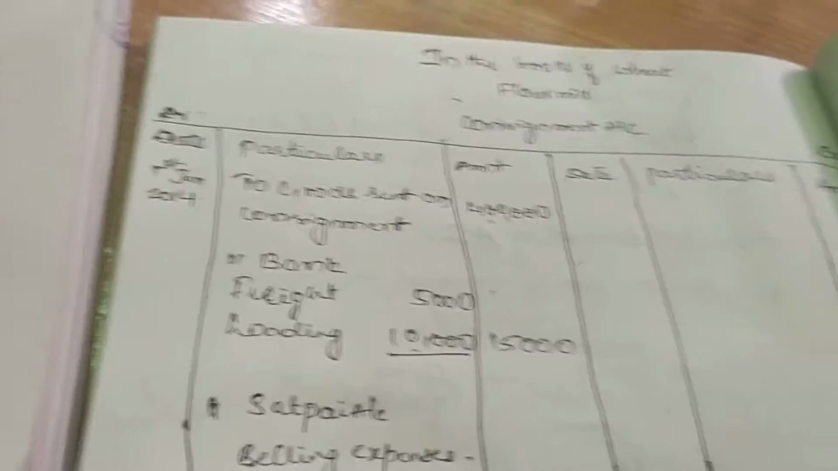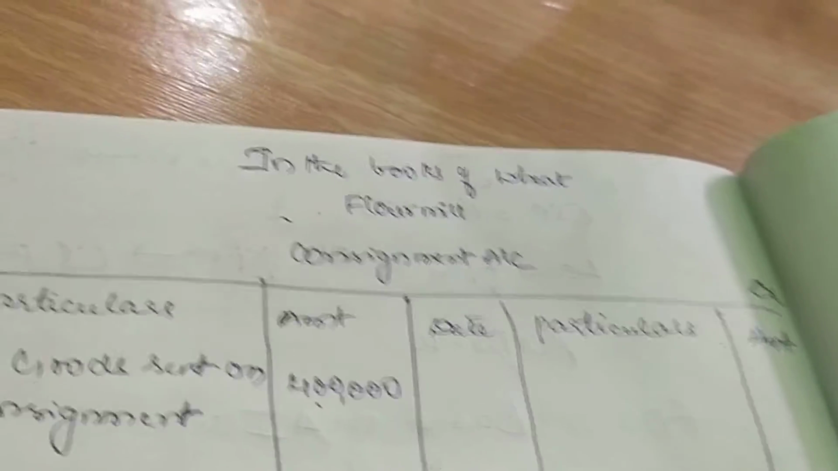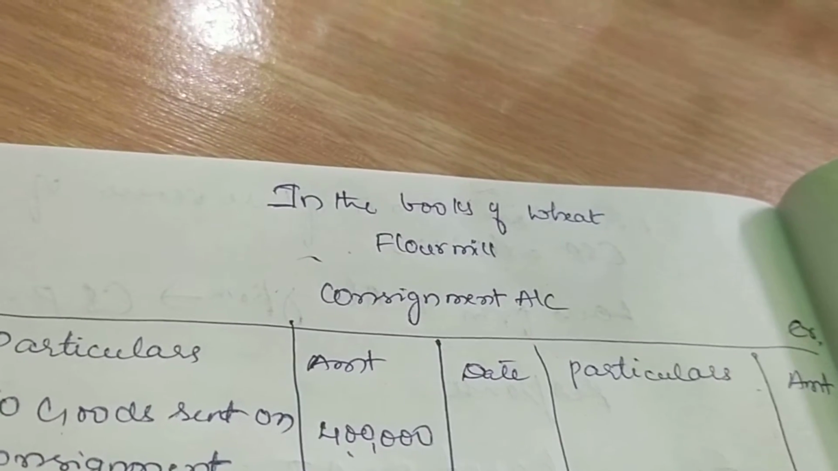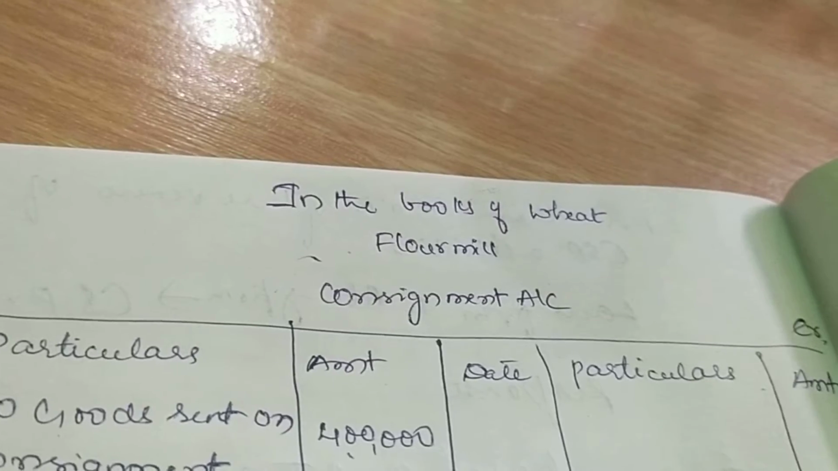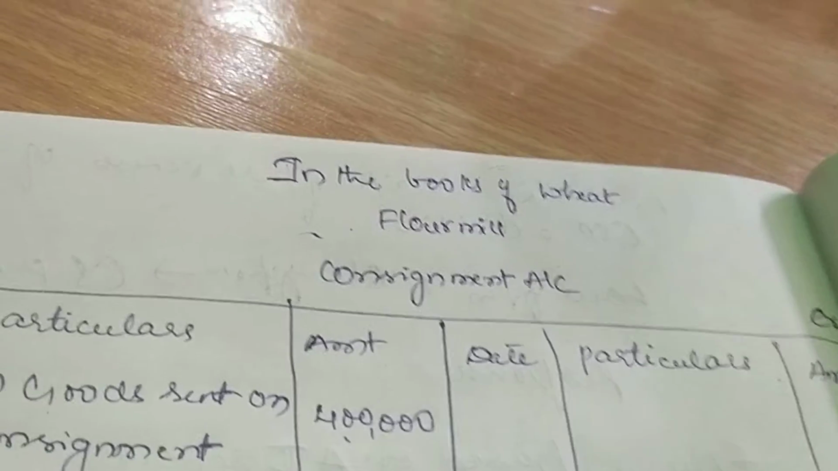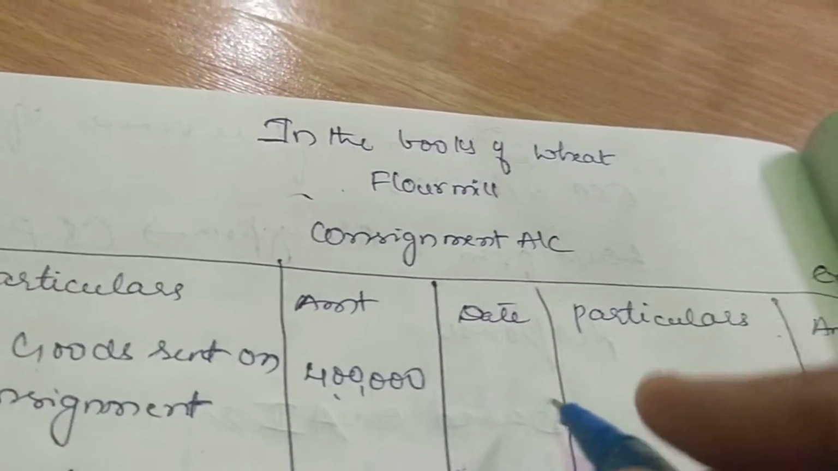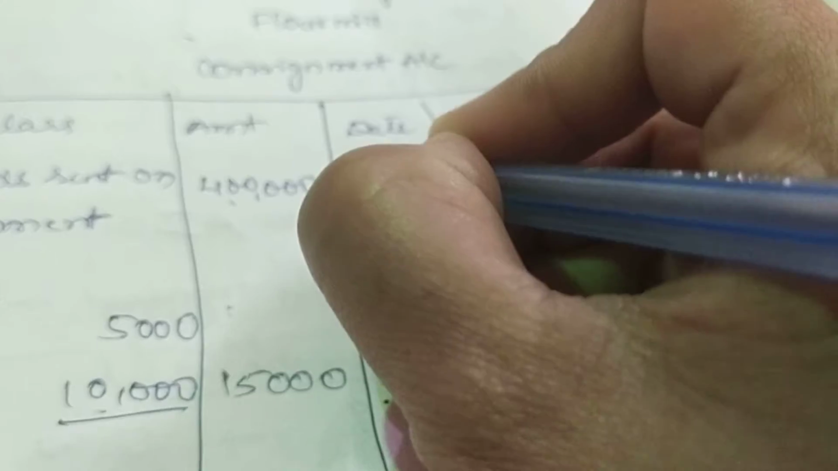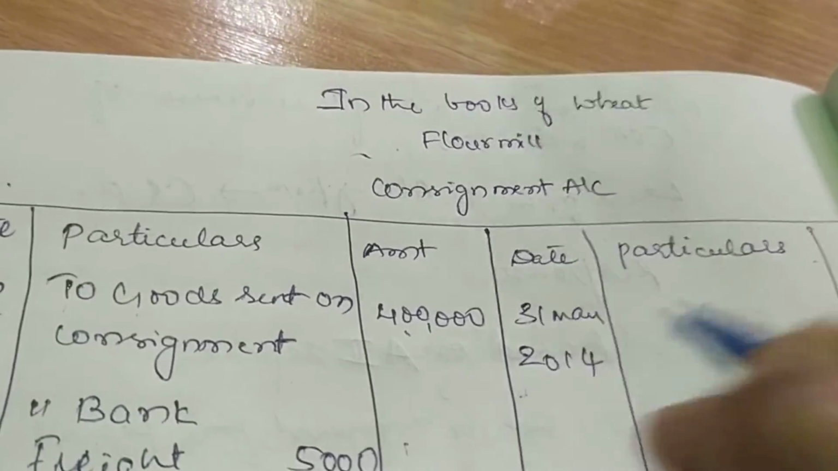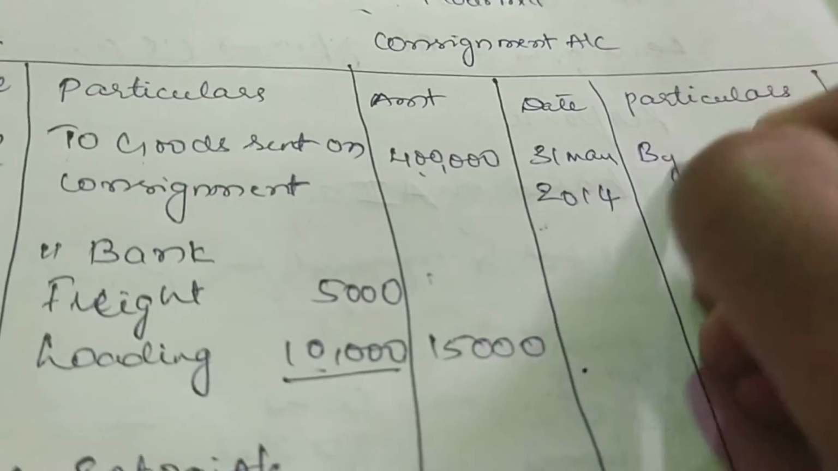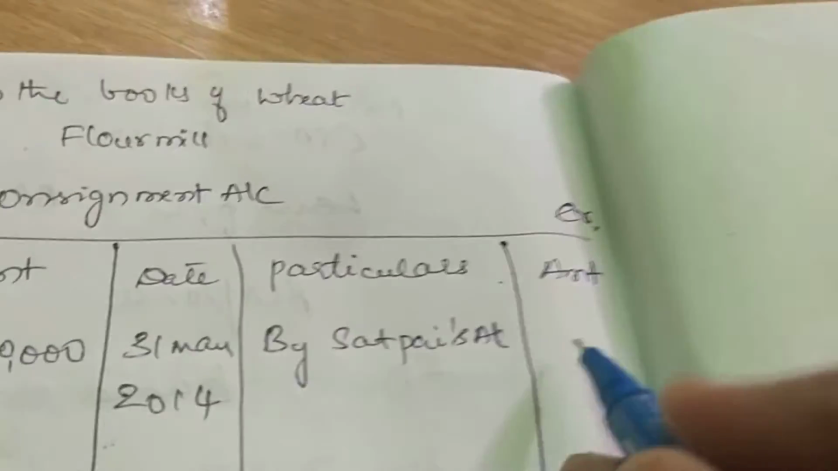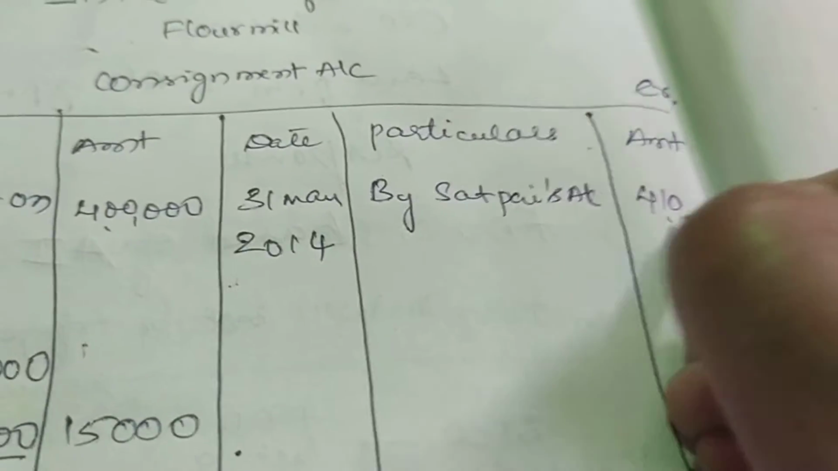Now we will make an entry for the sales made by Satpai. They have given in the question that on 31st March 2014 Satpai made sales of rupees 4,10,000. So on 31st March 2014, by Satpai's account, rupees 4,10,000.